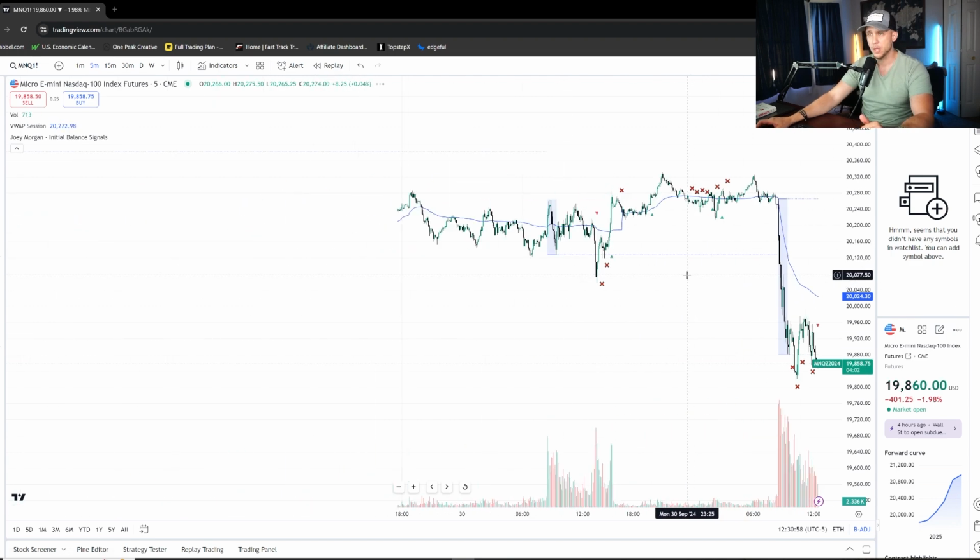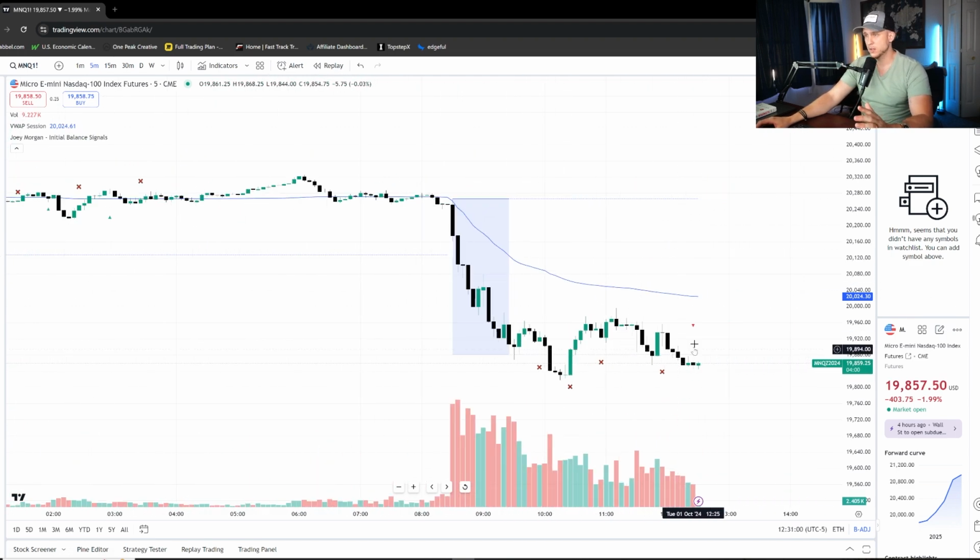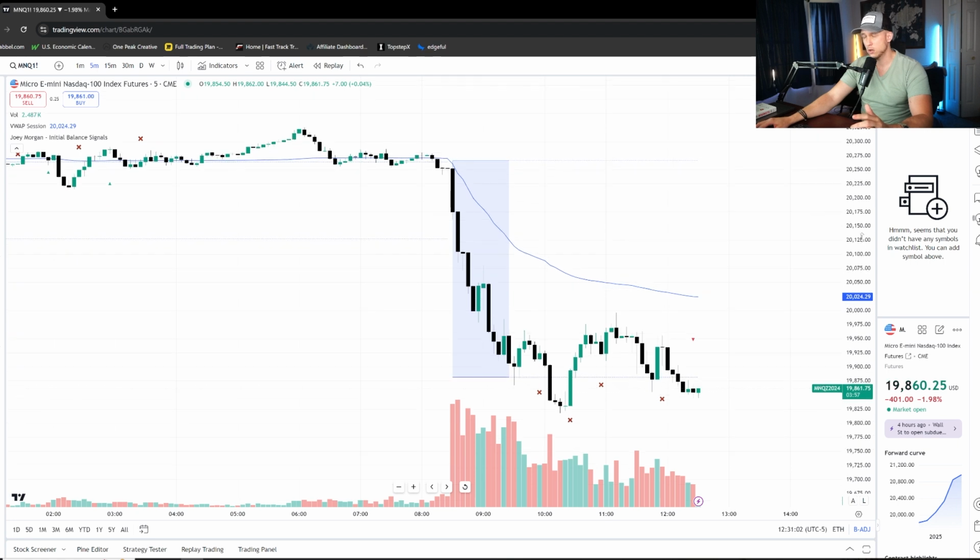But let's dive in here. We're talking about the initial balance. And again, this is the indicator that I partnered with Lux Algo on and they created for me. What we're looking at here is on the initial balance, you have a high and you have a low, right? In the first hour of the trading session, you have a high and a low. And what I typically look for is failed auctions, either to the downside or the upside, right?